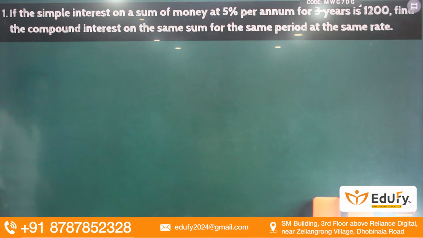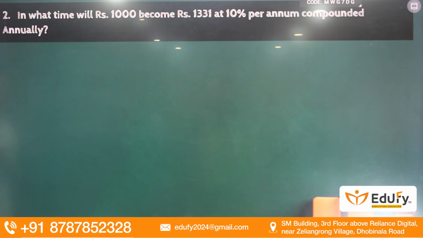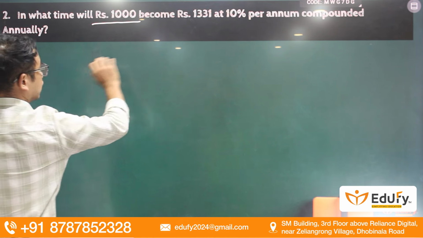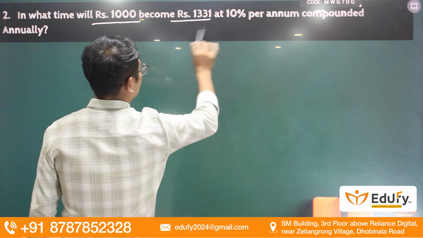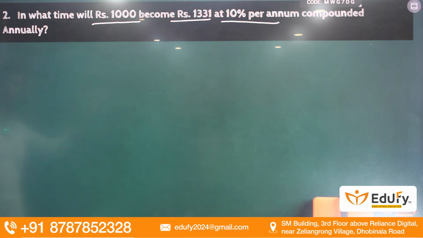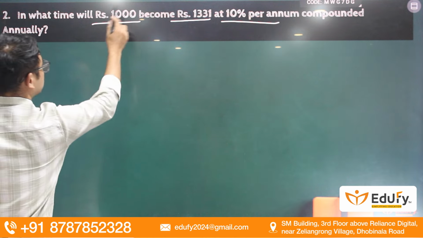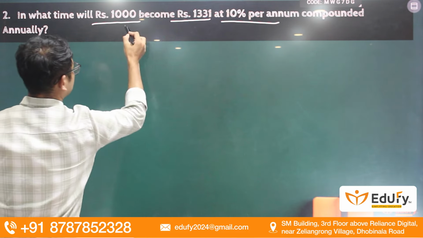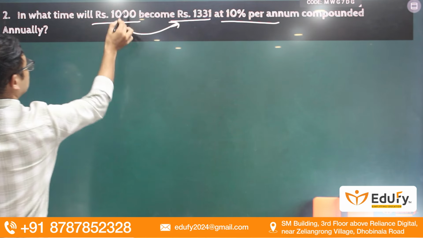Let us try another question. In what time will rupees 1,000 become 1,331 at 10% per annum compounded annually? So this is a question on compound interest. Now, in what time will rupees 1,000 become this much? That means this is your principal.